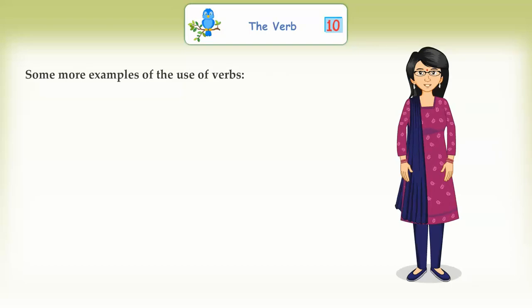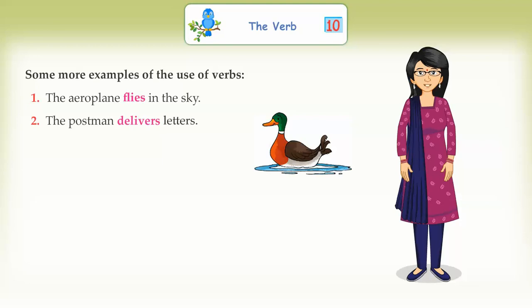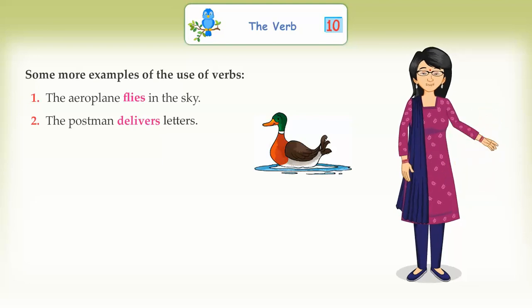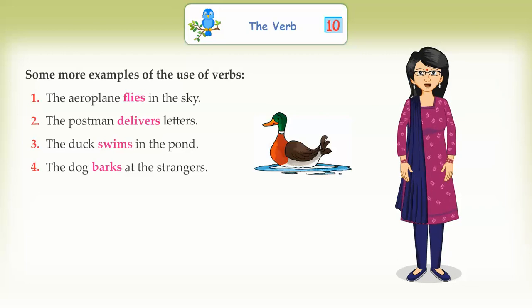Some more examples of the use of verbs. The aeroplane flies in the sky. The postman delivers letters. The duck swims in the pond. The dog barks at the strangers.